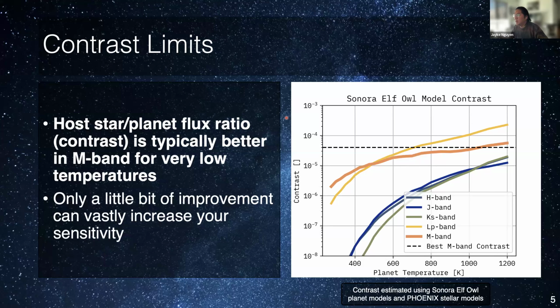You can see that M-band is significantly brighter than the JHK near-infrared wavelengths that we're typically used to. L prime is also good, as you can see, but it doesn't have the same spectral information that we're looking for. L prime and L are much wider bandpasses. What's also important to note here is the shallowness of this curve. Because this slope is relatively shallow, even marginal improvements in your contrast can vastly increase your sensitivity and what you're able to detect.